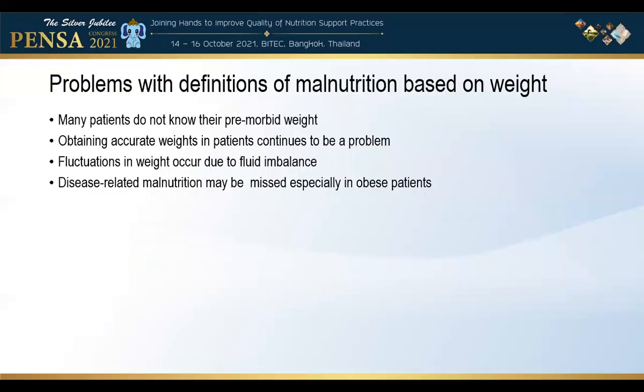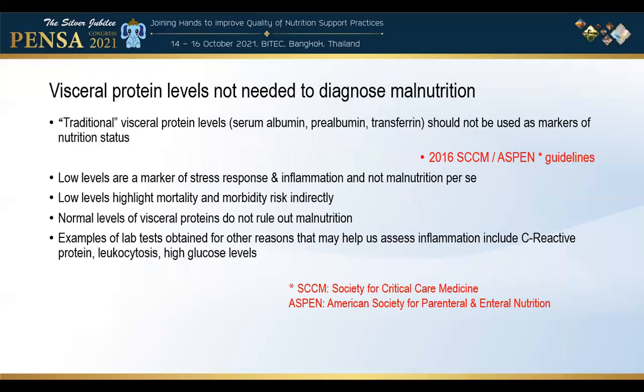And many patients don't know that pre-morbid weight, obtaining accurate weight, is also not possible in an ICU patient. Fluctuations in weight occur because of fluid imbalance, and disease-related malnutrition is often missed and not captured in obese patients.